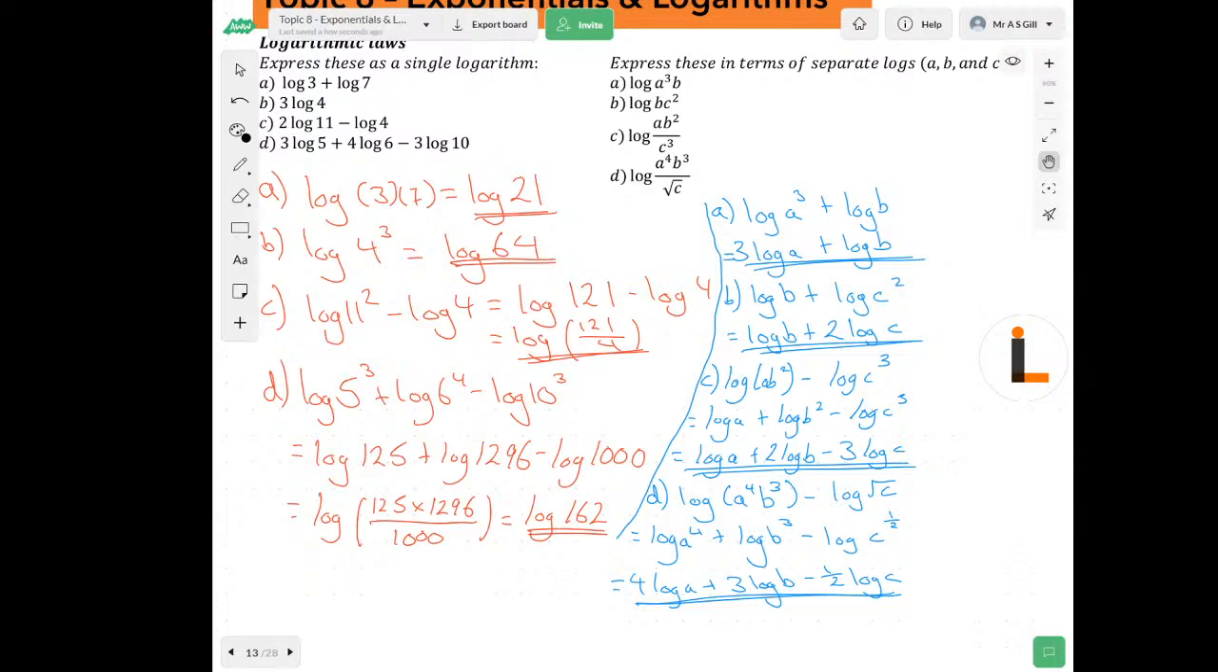So I'll give you a second just to get that copied out before we go on.